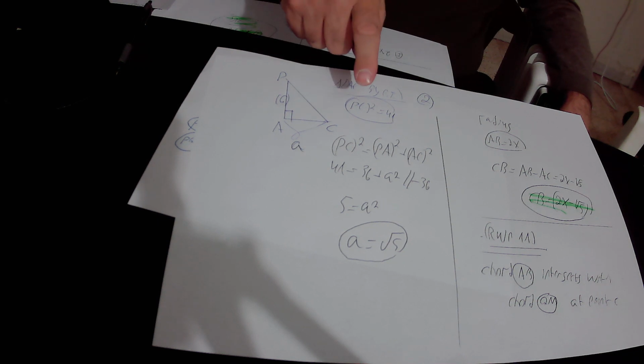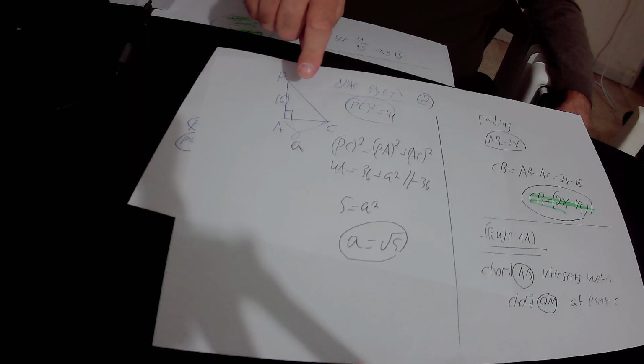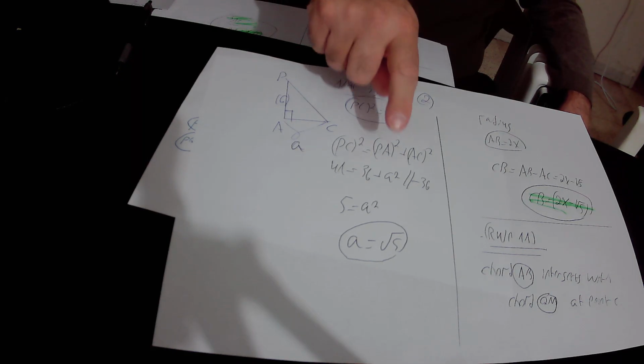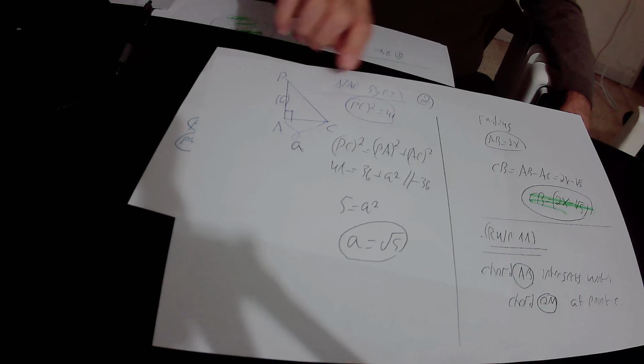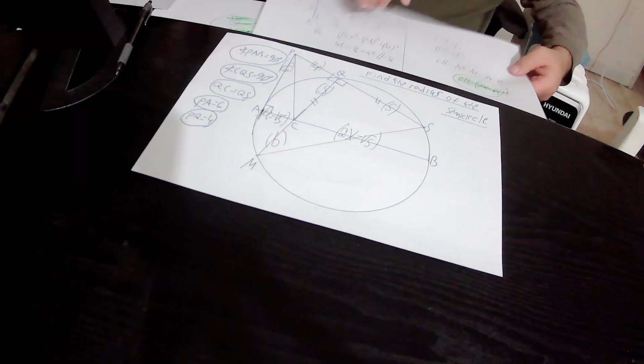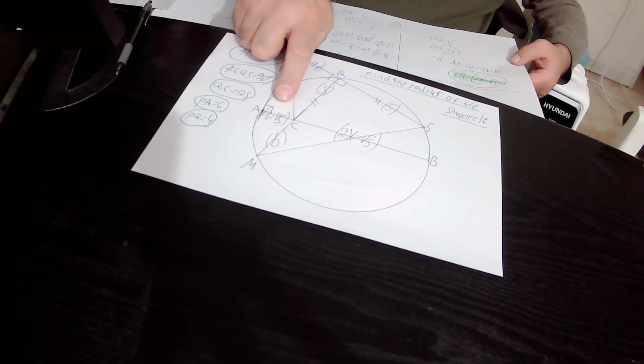Here we substituted 36, and finally we found out that a squared equals 41 minus 36, which is 5. So a squared equals 5, and finally we found out that a equals the square root of 5 units. So side AC, that is equal to a, is equal to the square root of 5 units. Here we can write down in the original drawing that AC equals the square root of 5 units.